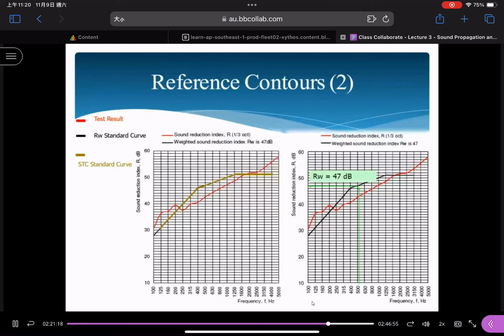Okay, this is the chart across the whole spectrum. This is 1/3 octave, not 1 octave, and this is the sound reduction index. The red one is the test result of the material, and we plot these test results on this figure. The yellow one and the black one, one is for the weighted reduction index, and the other is for STC. But both of them are the same. You can see that they overlap with each other. We can move this standard curve up and down until it fulfills two conditions. The first condition is that the deficiency in each frequency band cannot be more than 8 dB. The second condition is that the overall deficiencies cannot be more than 32 dB.